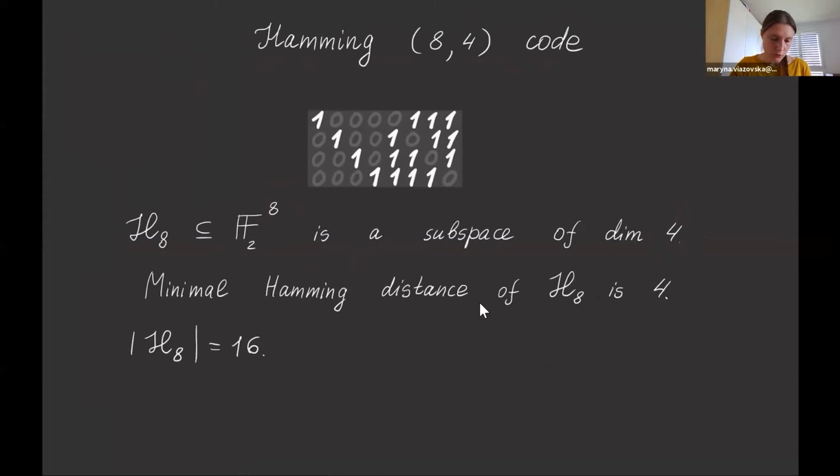And so this matrix, it's a generator matrix for the code. So we have to consider these vectors and all their linear combinations. And then we will obtain all elements of the Hamming code. And the minimal distance of the Hamming code is 4, and it contains 16 elements.